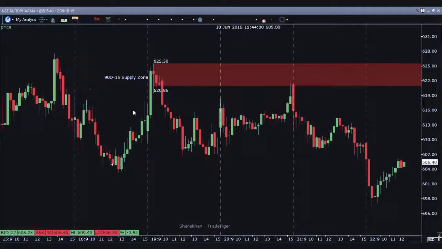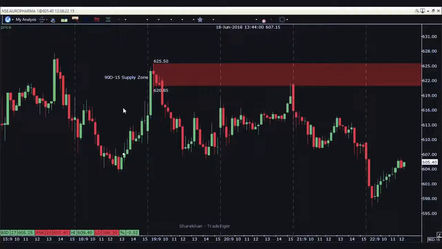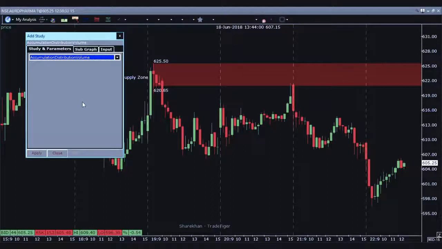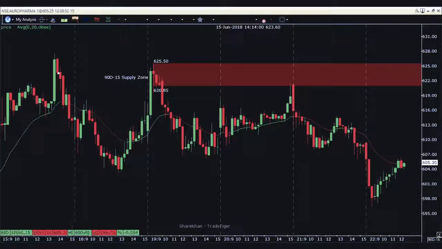Now let's see what happens if we add some indicators to this chart. Most people trade using indicators and oscillators. One such indicator which is very commonly used is a moving average. So let me just take an exponential moving average for 20 periods and apply it on this chart, and let's see whether it is really useful to look at a moving average. Now, this curve that has come onto the chart is the 20 period moving average of the 15-minute chart of Auropharma.